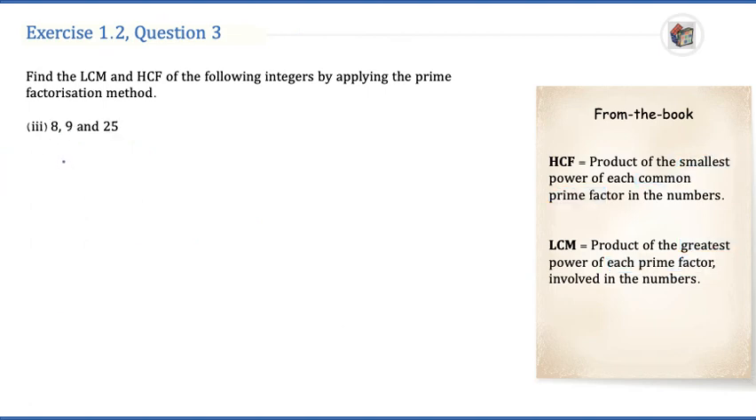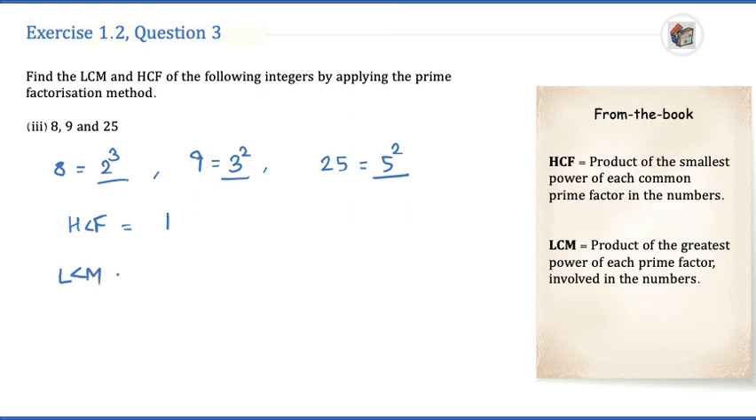Alright, now the prime factorizations this time are also pretty simple. 8 is 2 to the power 3, 9 is 3 to the power 2, and 25 is 5 to the power 2. Yet again, let's just quickly write down everything. HCF takes only common prime factors, and I see nothing common among these three. So the HCF is going to be 1, very similar to what happened in part 2.